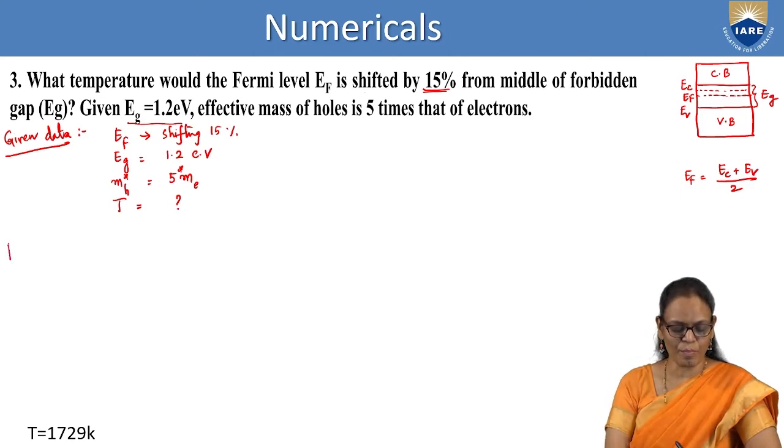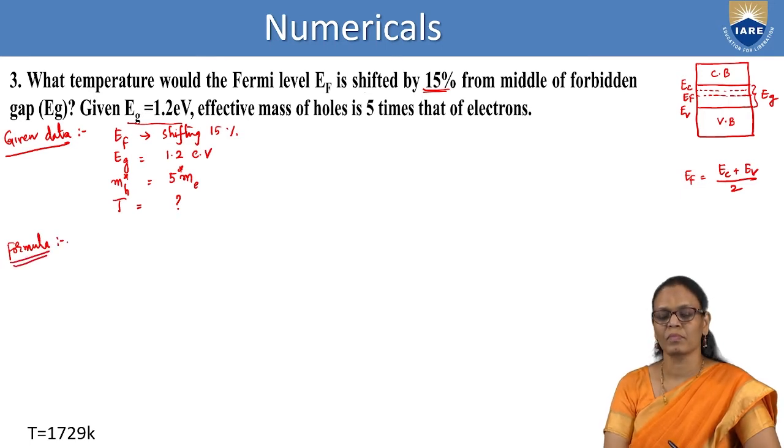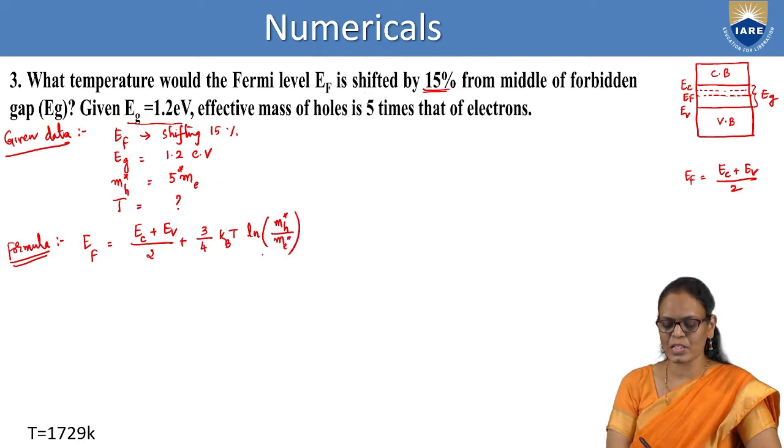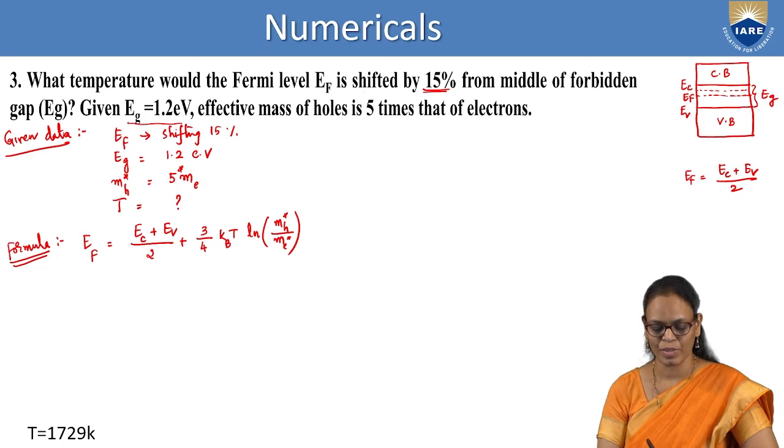Okay. So, what is the formula we are going to use now? EF is equal to (EC plus EV) by 2 plus 3 by 4 kBT ln (mH star by me star). So, this is the formula we are going to use, and we have to find the value of T. So, how do we apply the given data now?